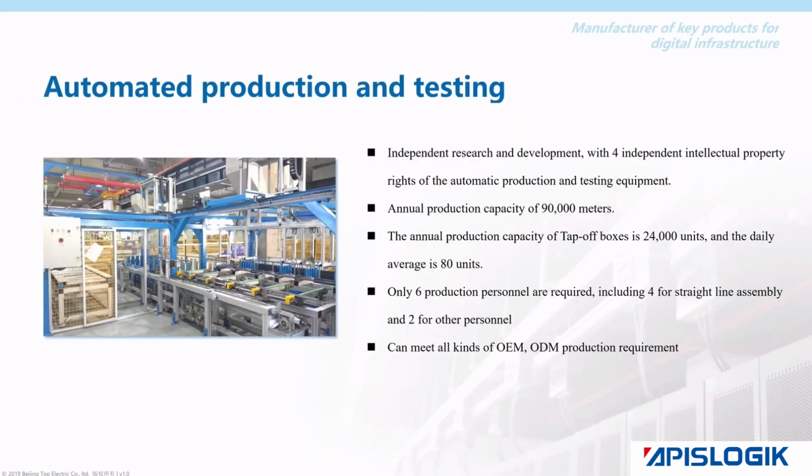The straight section of the Topline G busbar is partly produced automatically, and the whole set of equipment has 4 invention patents. 6 workers can produce 300 m Busway straight section every day, ensuring delivery to the greatest extent.